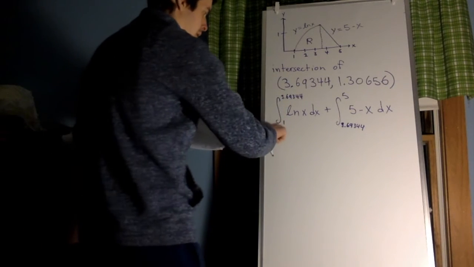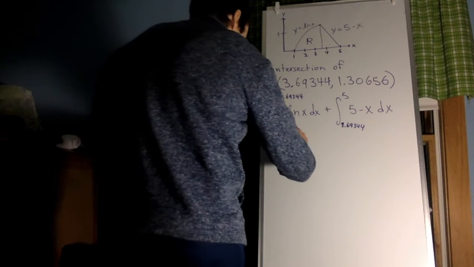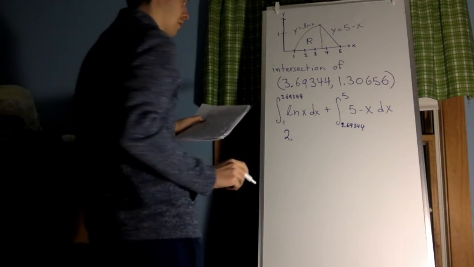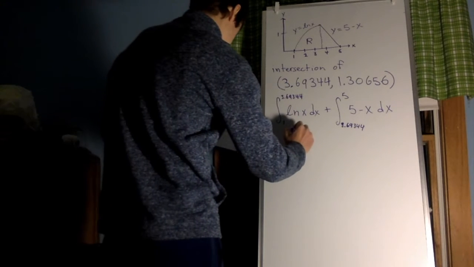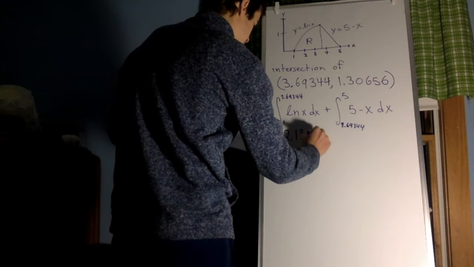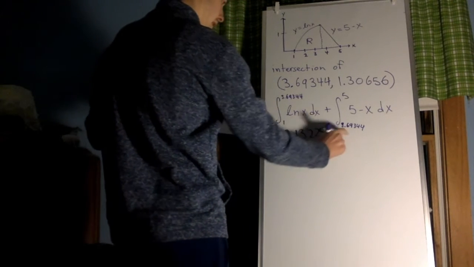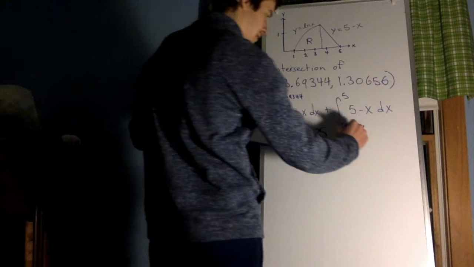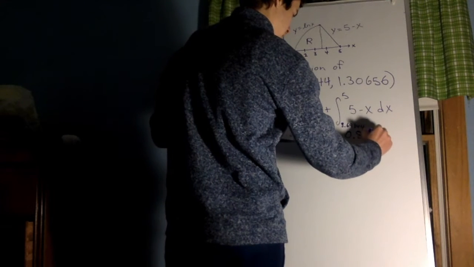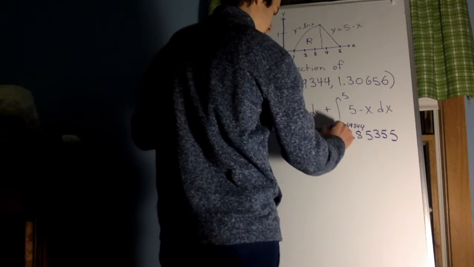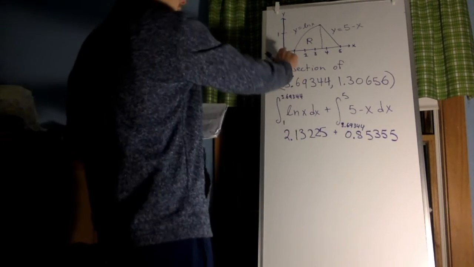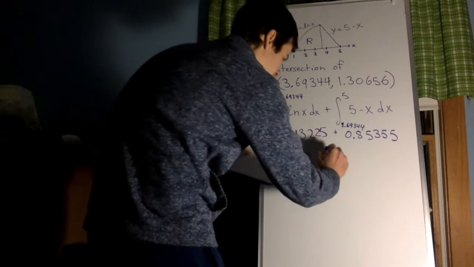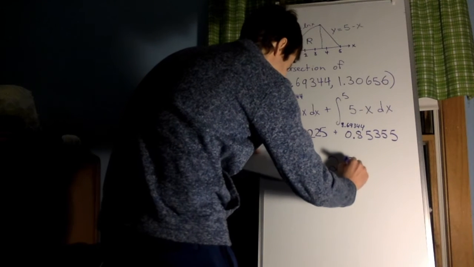When I do that, my first integral, again this will vary depending on how much you rounded your bound, is 2.13225. And our second integral is going to have a value of 0.85355. I add those together, and the region R under the curve there is going to be equal to about 2.9858.